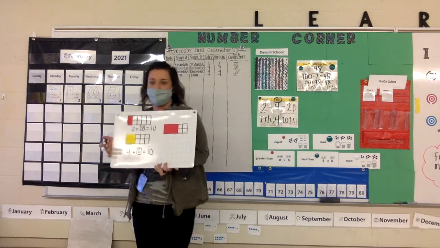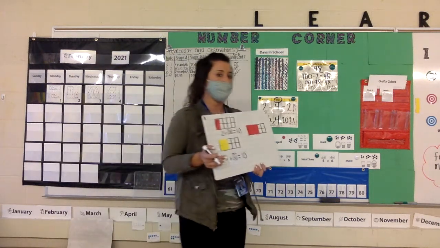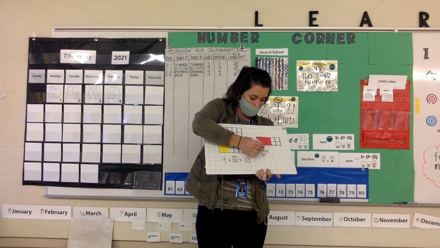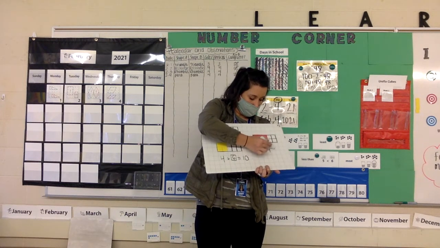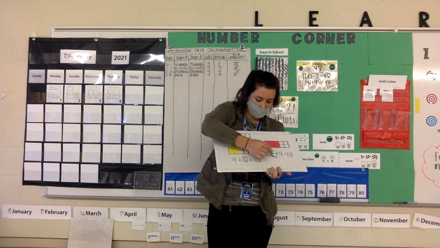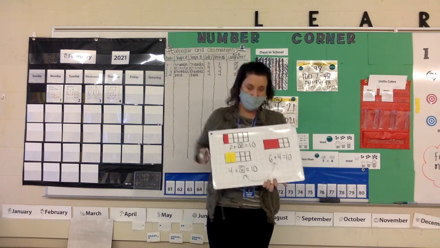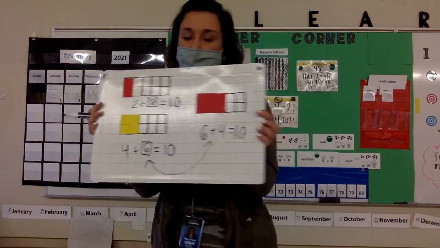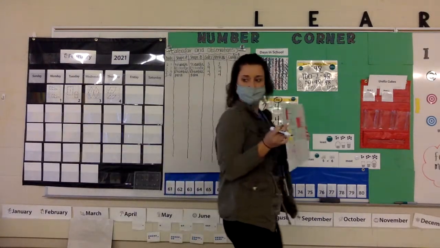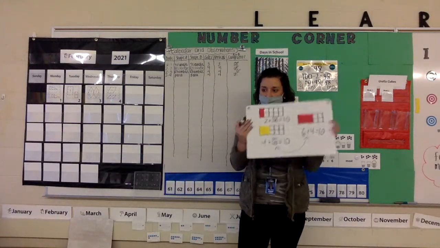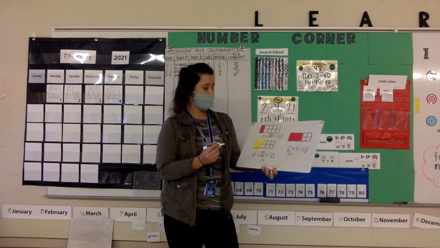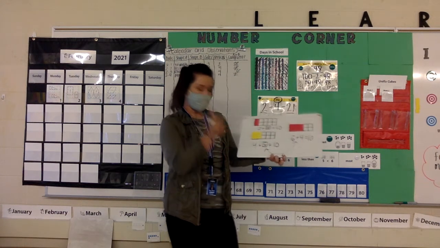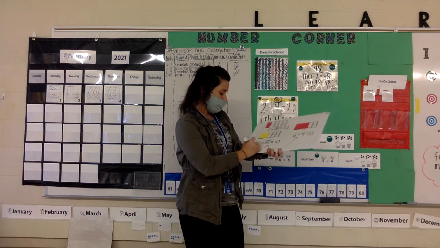What about our last one? Who can help me? Daniel. 6 plus 4 equals 10. What do you notice about these two math equations? Look at where I have them. What do you notice about those two math equations? Adele. I forgot the word. What is it called? Daniel. Fact family.